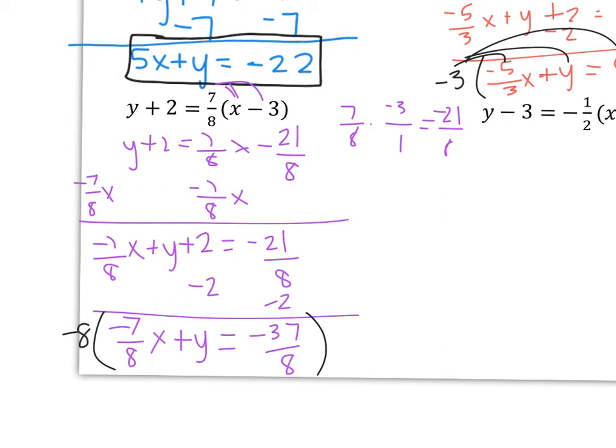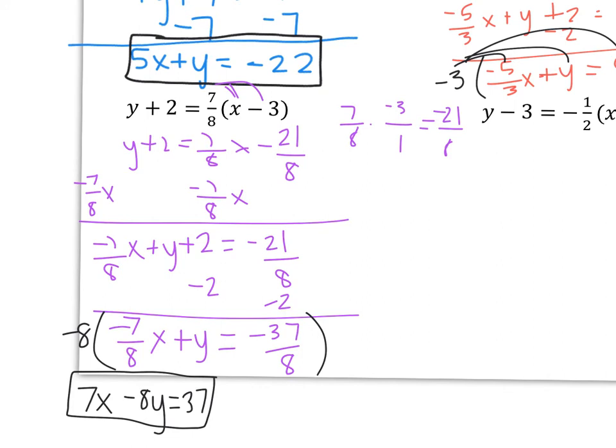So I'll put my answer here right below, and when I multiply by -8 times -7/8, I just get 7x. -8 times y is -8y, and -8 times -37/8, the negatives cancel out and the 8's cancel out, and I'm just left with 37. And then this would be my answer written correctly in standard form.